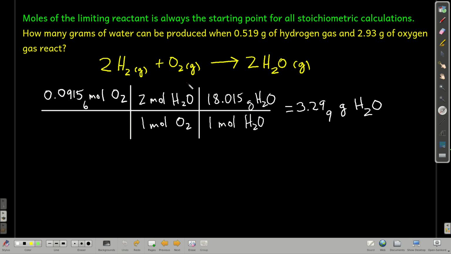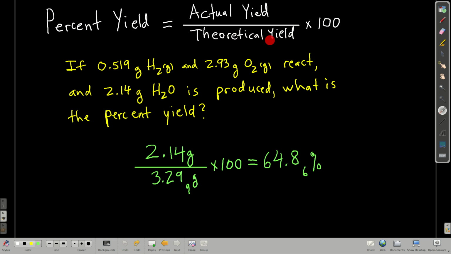So all we do is use our balanced equation, our stoichiometry, mole-to-mole ratio, to go to moles of water, and then we use the molar mass of water to get the grams of water. So about 3.299 grams of water can be produced theoretically. Why do I say theoretically? Well, because that's what we call the theoretical yield. In almost every chemical reaction that you do, you don't get the same amount as you calculate that you should make. You don't get your theoretical yield.